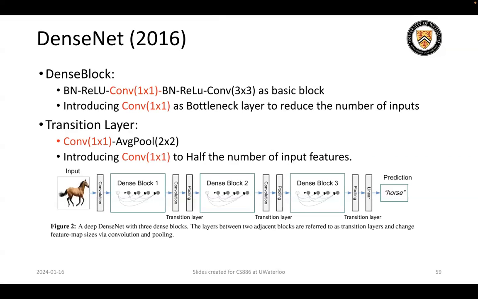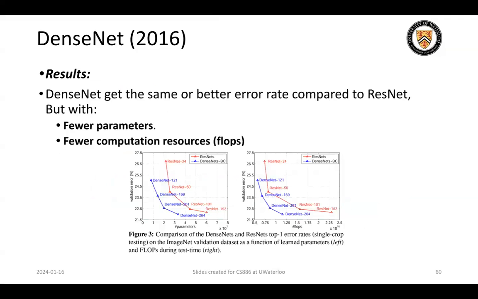We have input, followed by convolution, and then dense block 1, followed by transition layers, which consist of convolution and pooling, and dense block 2, dense block 3, etc., followed by the last few linear layers and the prediction, which is a, of course. Now let's look at the results.